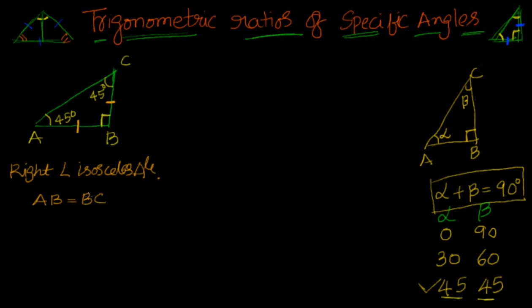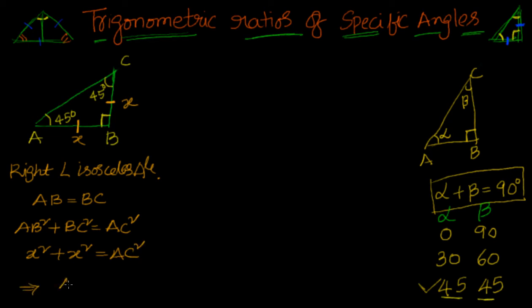Now you know in this AB is equal to BC. See, it is easy now. I can apply Pythagoras. I will take AB and BC as x. Then I know AB square plus BC square is equal to AC square. That gives me x square plus x square is equal to AC square. That gives me AC is equal to square root of 2 into x.